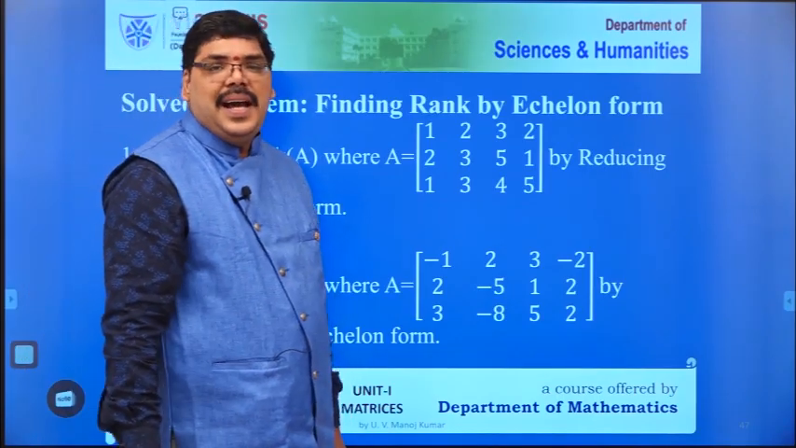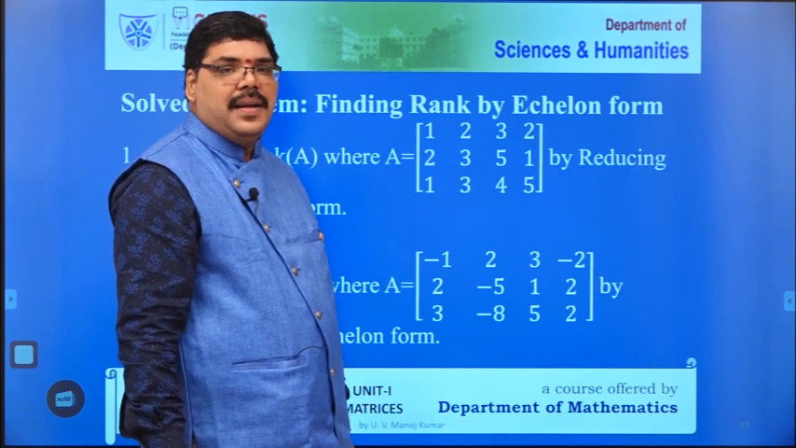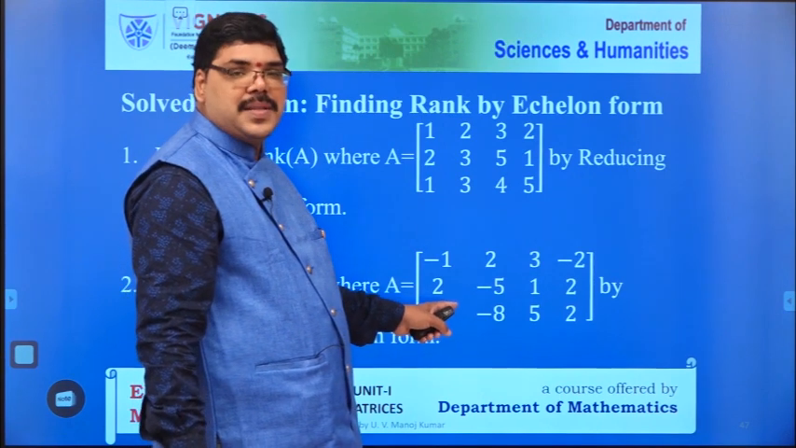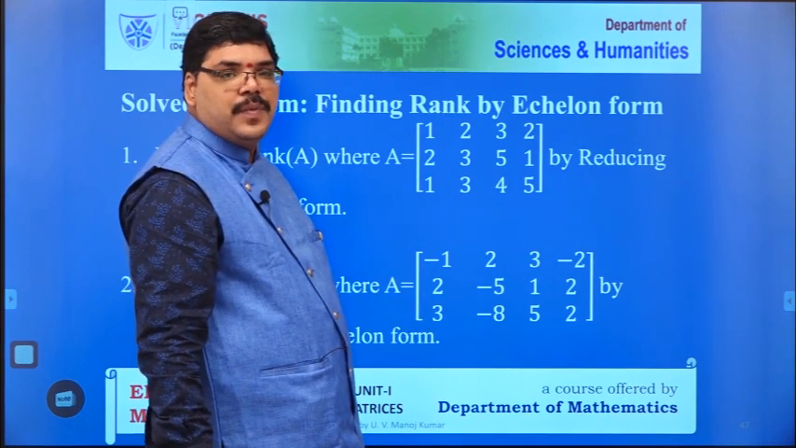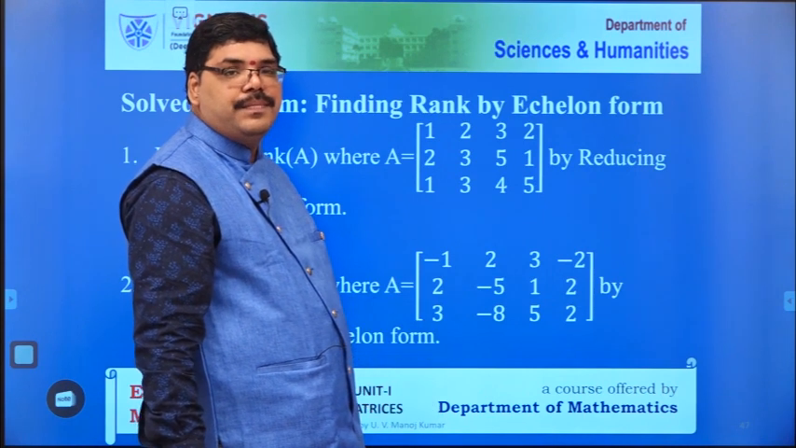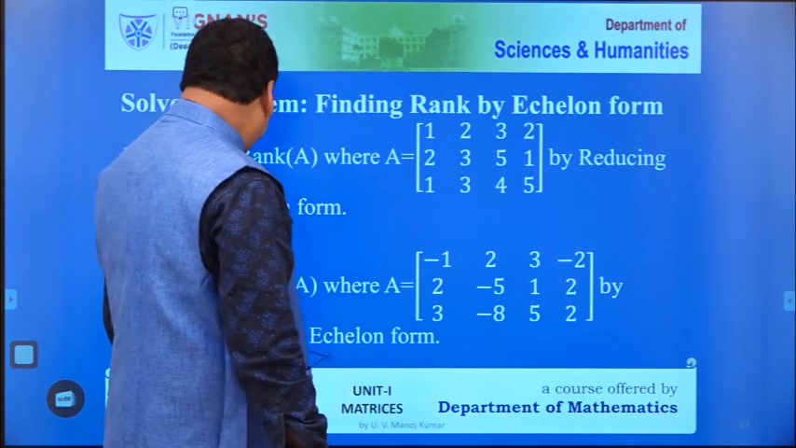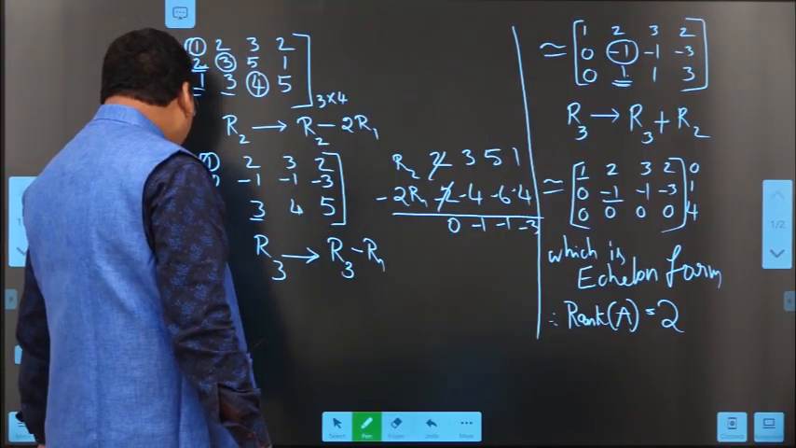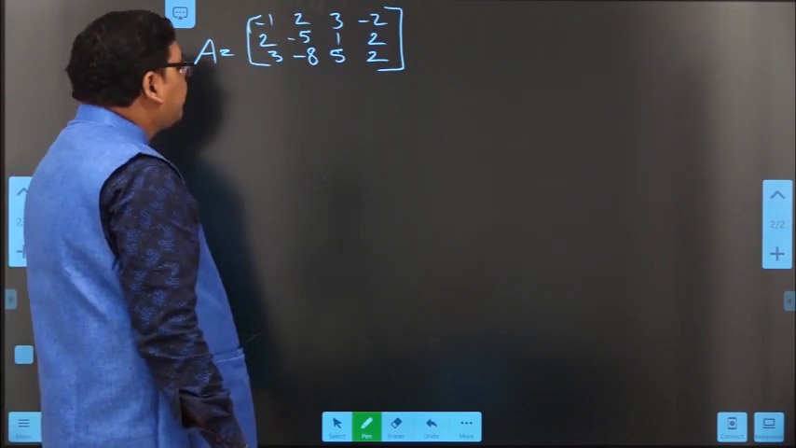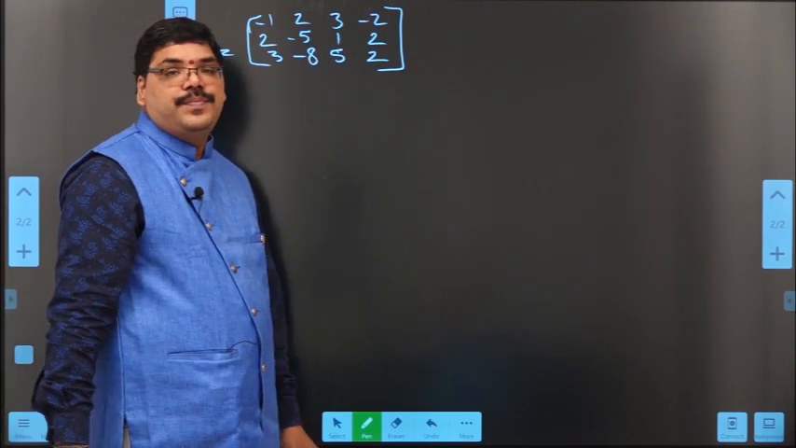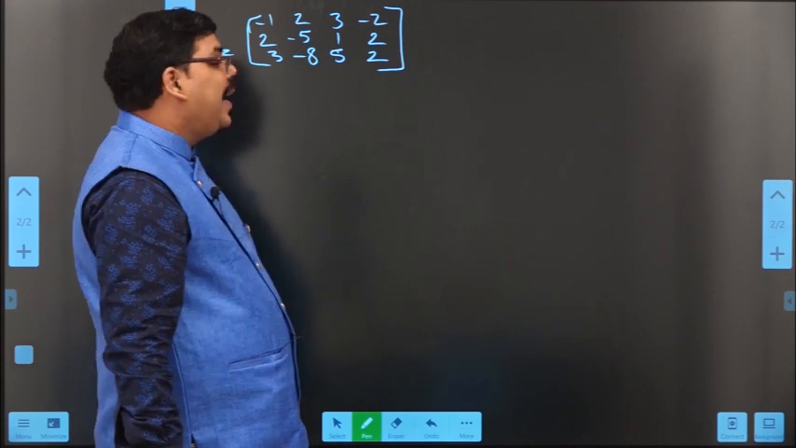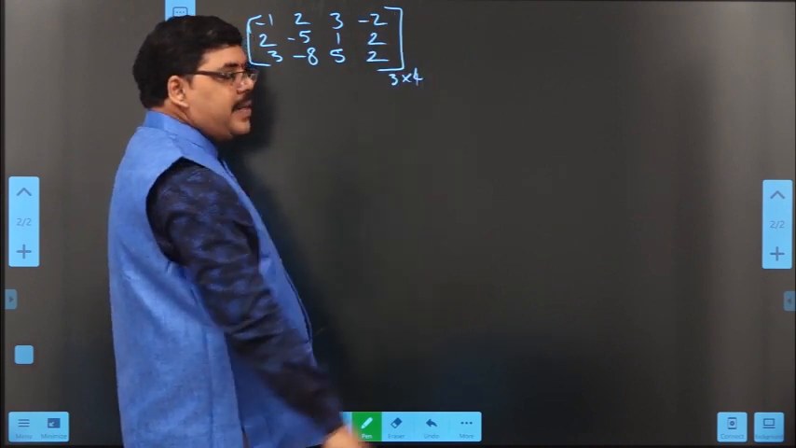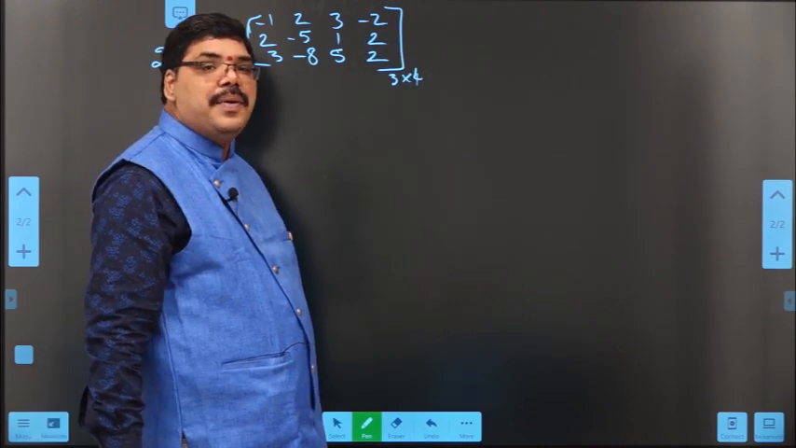We will see another problem, again reducing it into echelon form and finding its rank. We will solve this problem now. We reduce this problem into echelon form and find its rank. This is the second problem in our exercise. Again, this is also 3 rows, 4 columns, a 3 by 4 matrix.